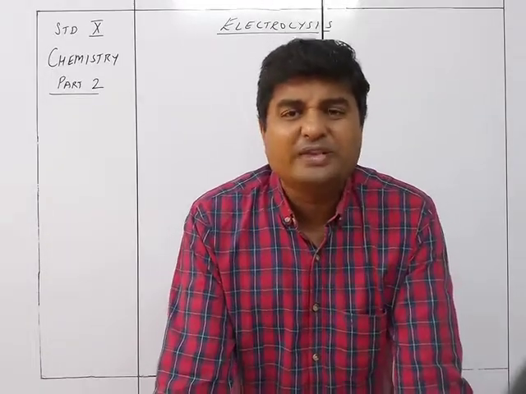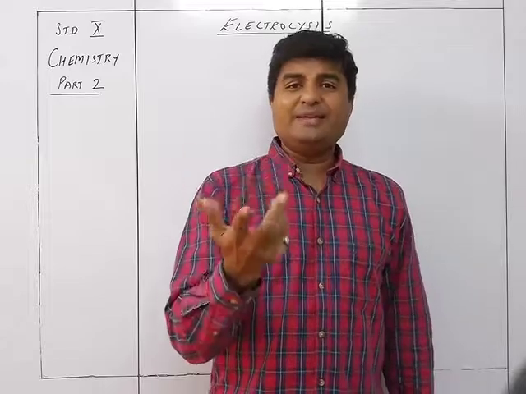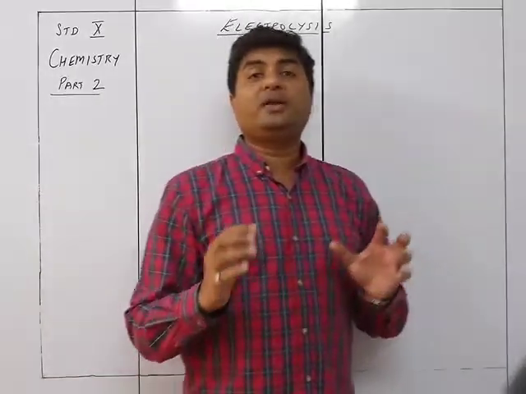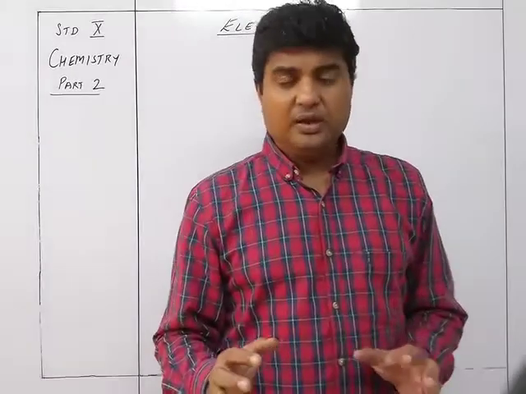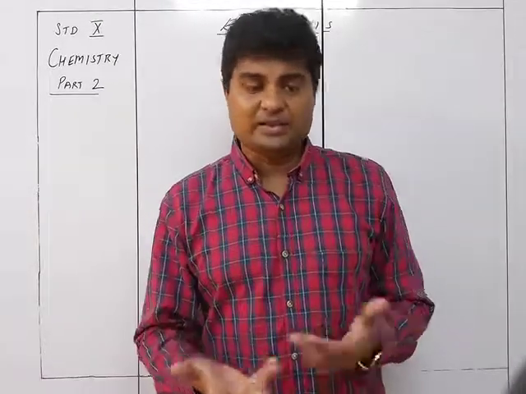So the ones which get ionized easily, which can lose and gain electrons very easily, are the ones which are going to be difficult to discharge. The ones which are difficult to discharge are the ones which get ionized easily.